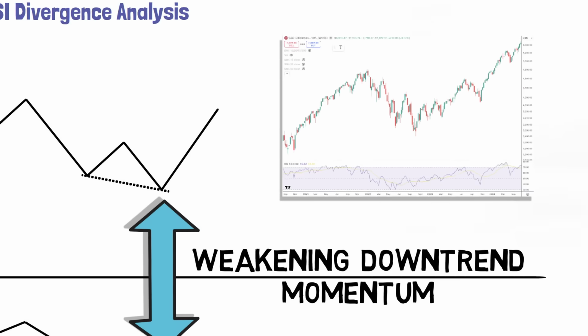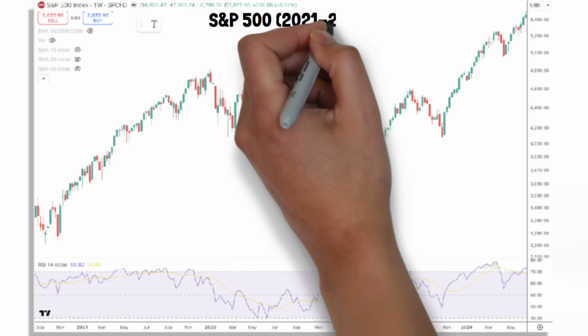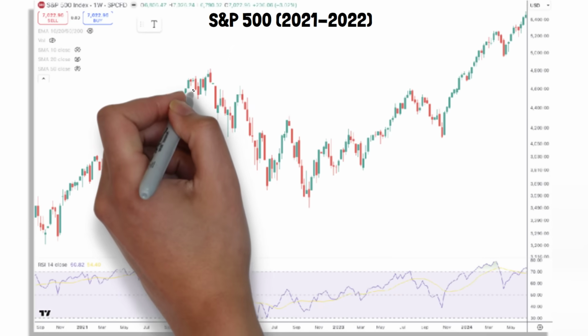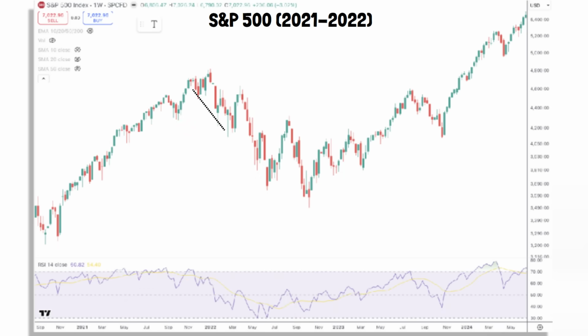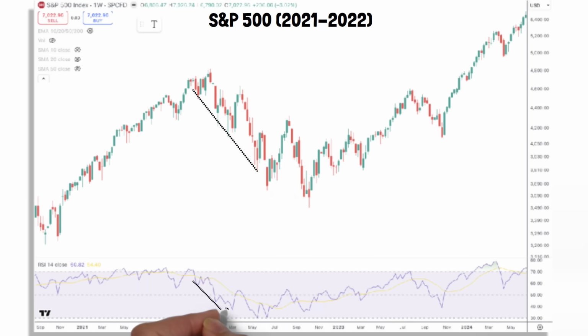Let's examine the S&P 500's 2021 to 2022 correction on weekly charts. When the downtrend initiated, the index created this low, confirmed by a corresponding RSI low. The May low was again confirmed by RSI. However, the subsequent low couldn't pull RSI to sufficiently low levels. The indicator remained at the same level as its previous low.